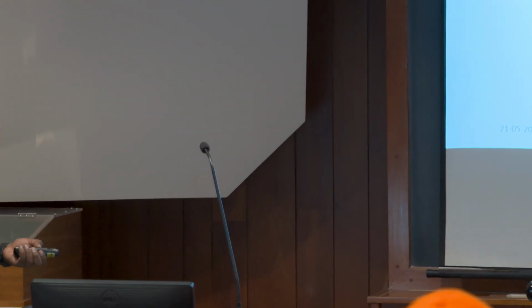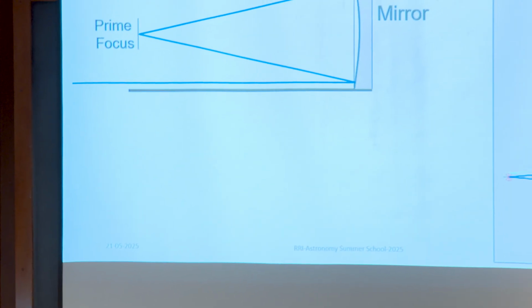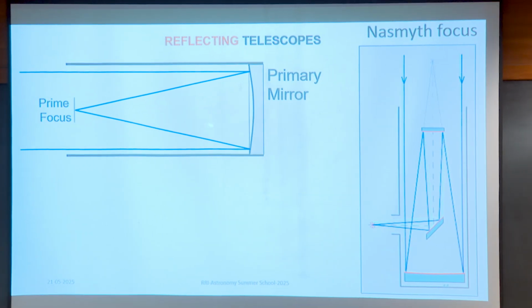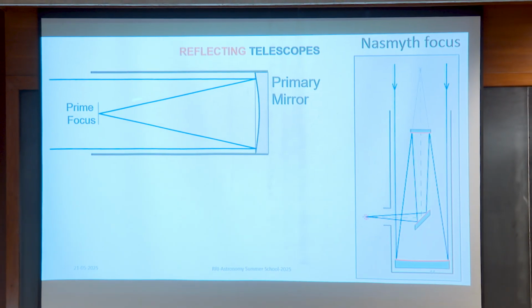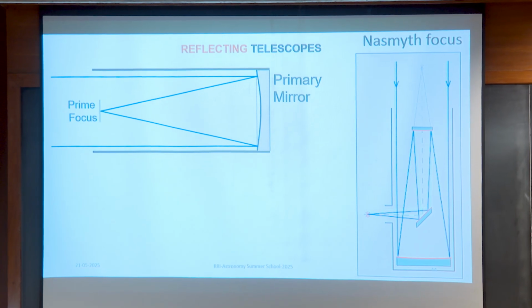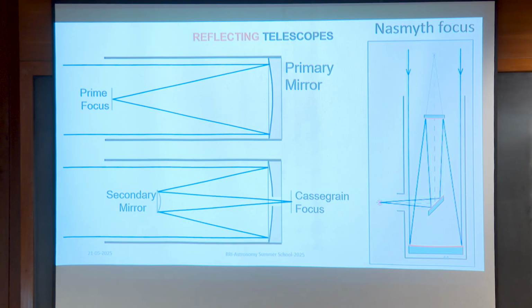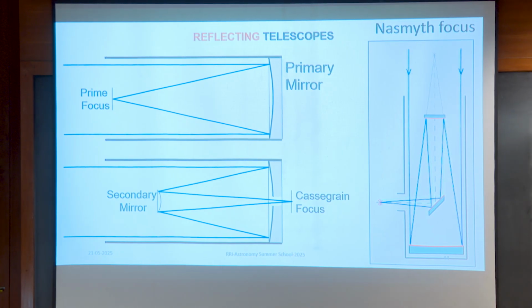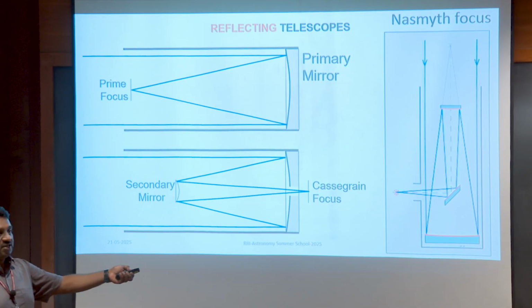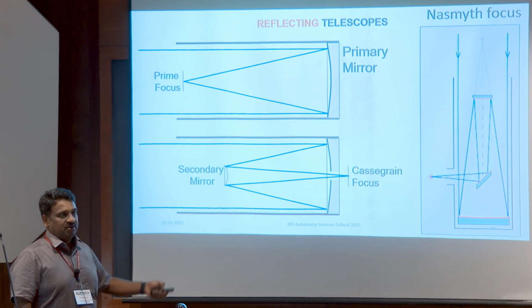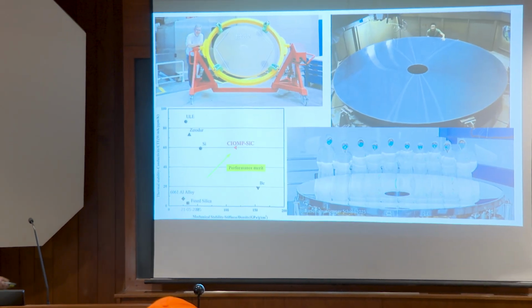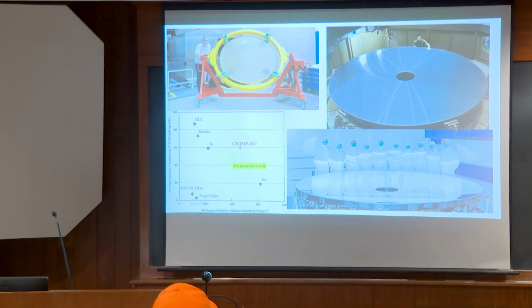So these are like prime focus, where the light from the mirror is getting focused here. This is called the prime focus of the telescope. Then you have one more mirror, secondary, Cassegrain, and this is basically the Nasmyth. Nasmyth is like you have 3 mirrors. This has implications actually.